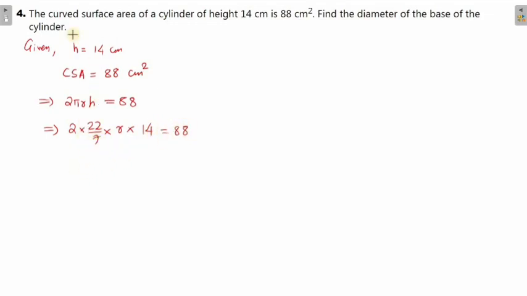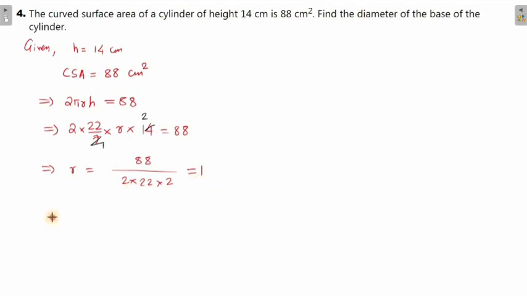Okay, so we have, see here carefully, 7 ones are 7, right? 7 ones are 7 and 7 twos are 14, right? Now here keep only r. Okay, so here we have 88. So bring 22 and 2 to the denominator. Okay, so 2 into 22 is 44. 44 into 2 is 88. So 88 and 88 gets cancelled and you get r equals to 1. Is that clear? Very good. So this is your radius.